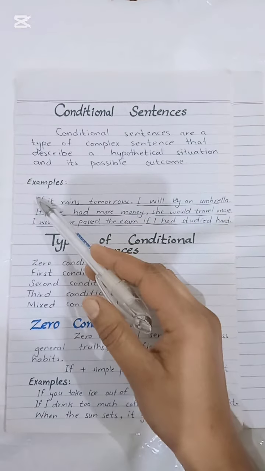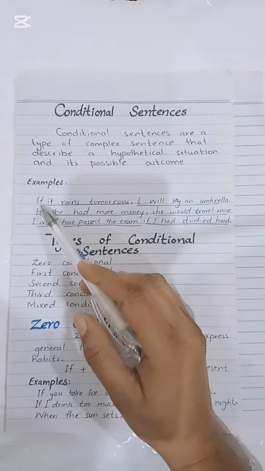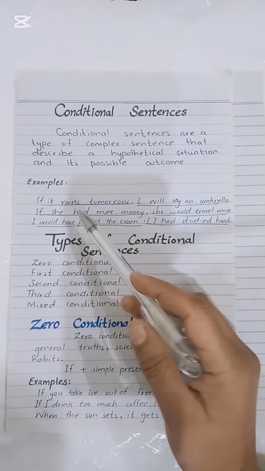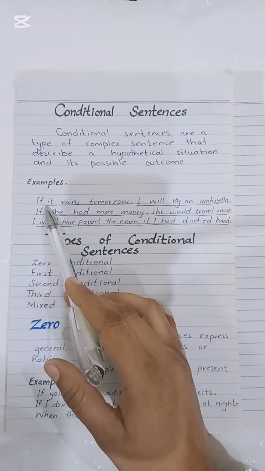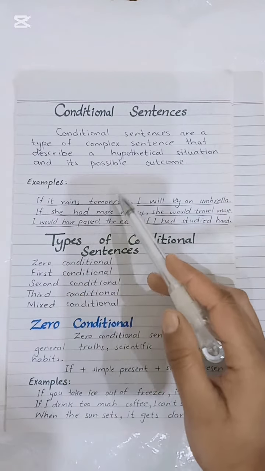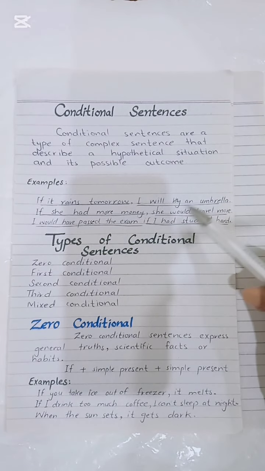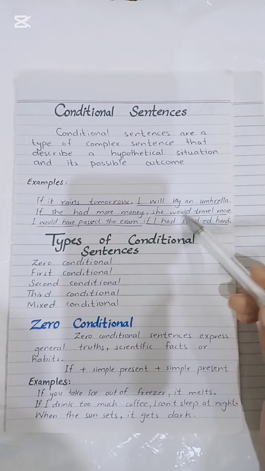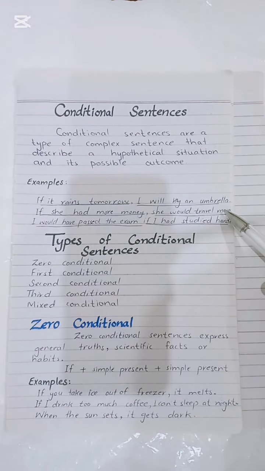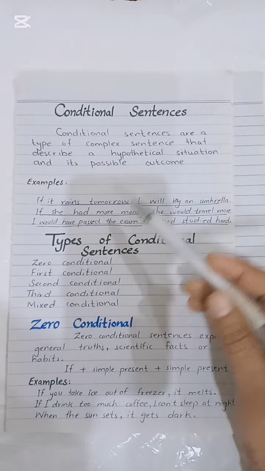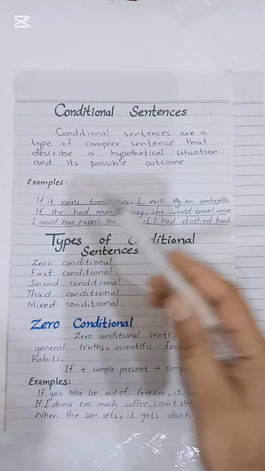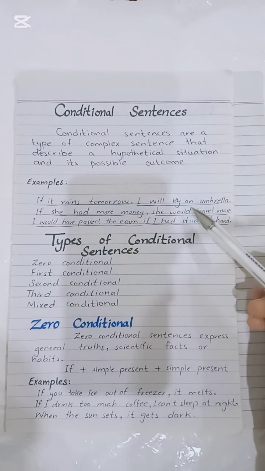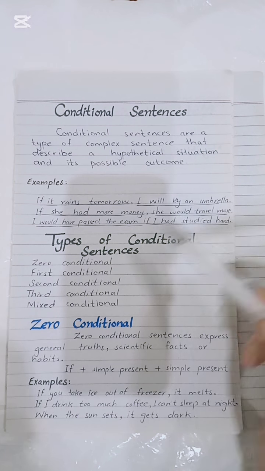Let's see. Here are some examples of conditional sentences. If it rains tomorrow, I will buy an umbrella. In this sentence, you can see that the first clause shows the condition while the other one shows the consequence, the result of that condition. If she had more money, she would travel more. In this sentence, you can also notice that the first clause is the dependent clause while the other one is independent. The first one is showing the condition while the other one is the consequence or result.